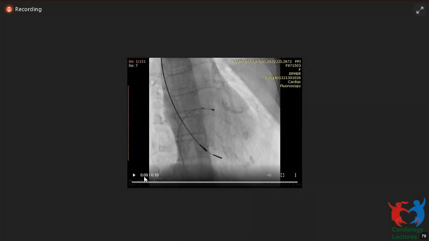This was long back, as one of our residents was doing this procedure where there was a perforation.